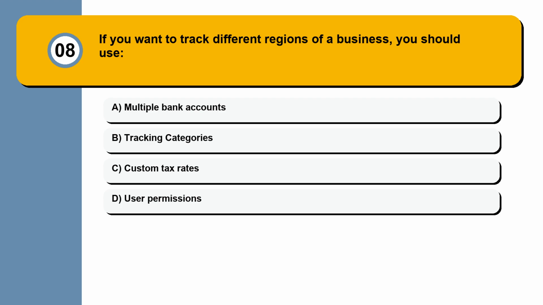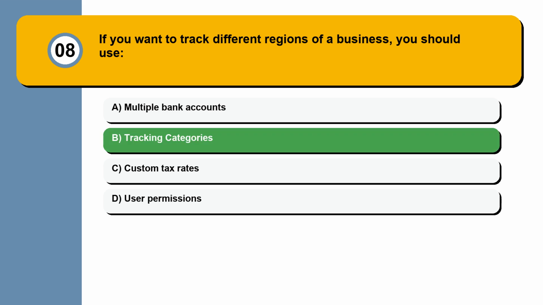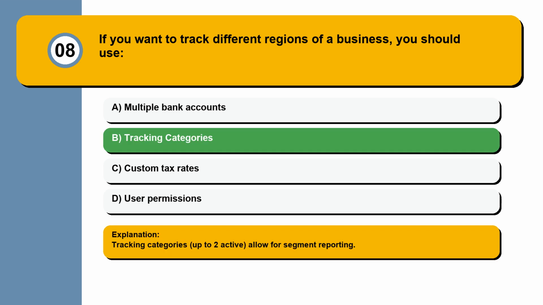Question 8. If you want to track different regions of a business, you should use multiple bank accounts, tracking categories, custom tax rates, user permissions. Tracking categories, up to 2 active, allow for segment reporting.